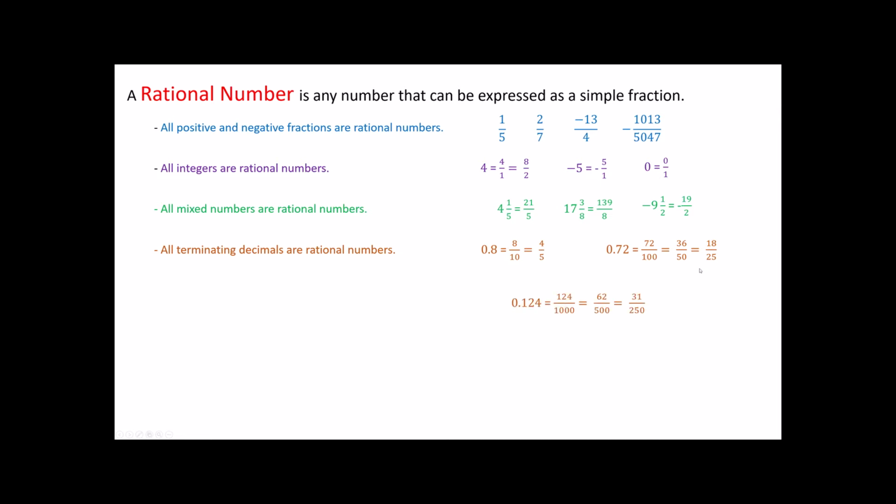Or even something like 0.124, if I read it the right way, would be 124 thousandths, which would simplify to 31 over 250. Every terminating decimal can be written in fraction form.